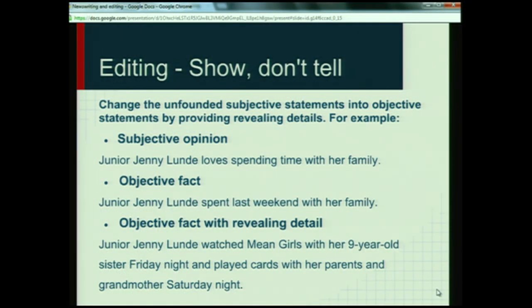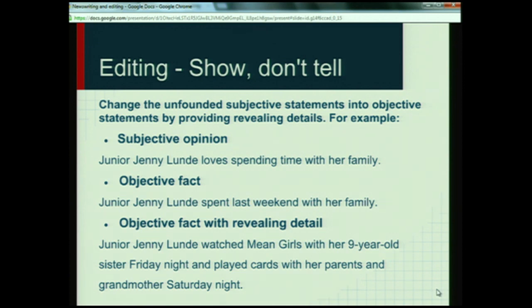Show, don't tell. My kids in my Journalism 1 class get really frustrated with me in the very beginning because from day one I say, don't tell me what happened, show me what happened. They say, I don't get it. Basically, they want to give you a subjective opinion.